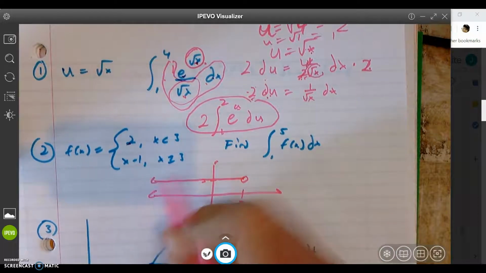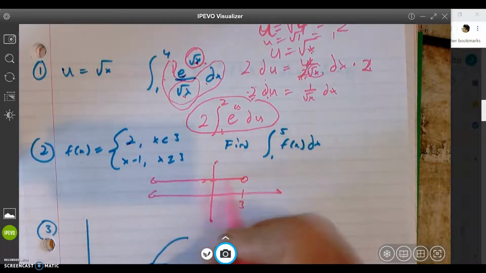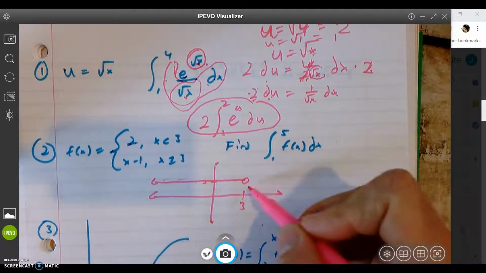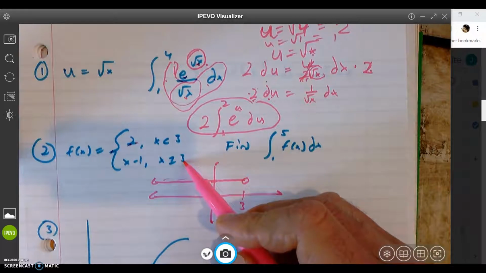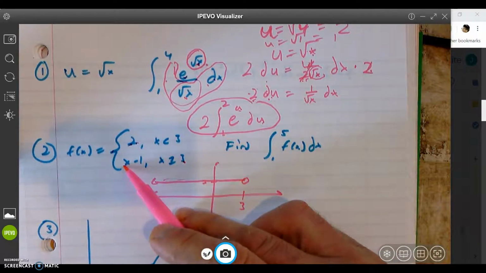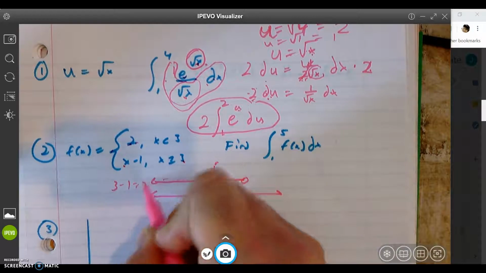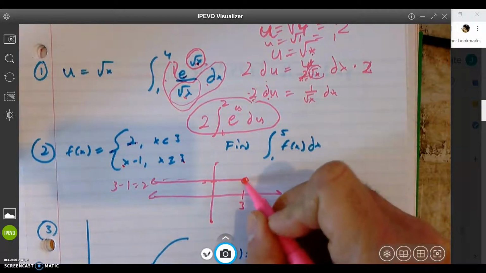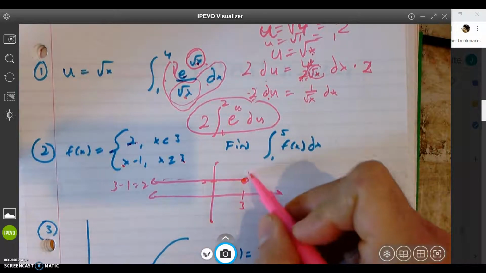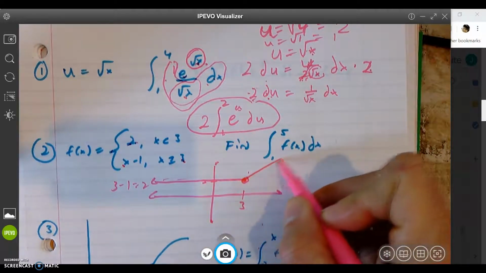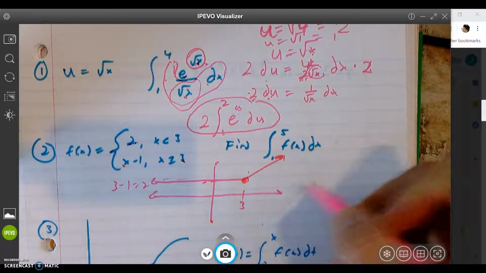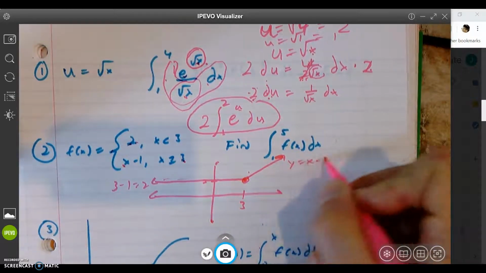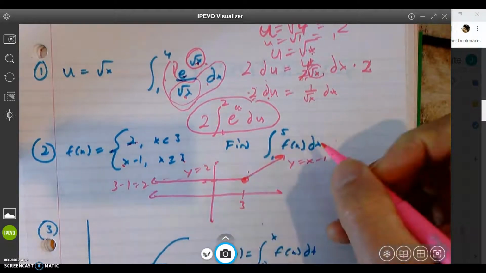Open circle because it's just less than 3. So this is y equals 2 or f of x equals 2. And then x minus 1 when x is greater than 3. So if I plug in 3 here, 3 minus 1 is 2. So when x is 3, y is 2, which is this. And then this slope is 1. So it's up 1 over 1, up 1 over 1. So it just goes like this. So this is like y equals x minus 1, and then y equals 2 right there.